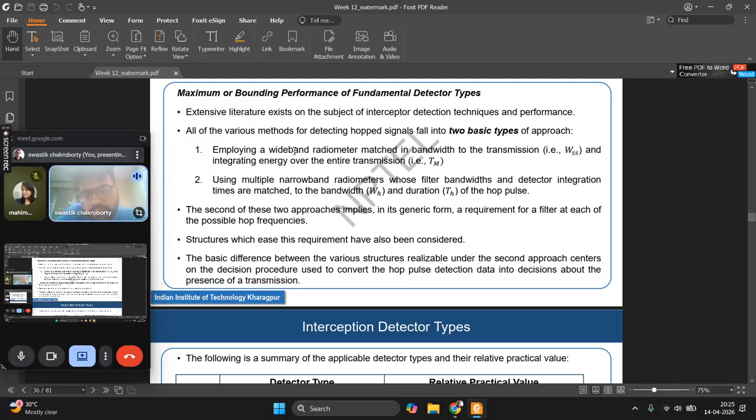One is employing a wideband radiometer matched in bandwidth to the transmission and integrating energy over the entire transmission. Basically, that spread spectrum bandwidth is pretty large, and you are deploying a radio detector over the entire bandwidth range. That is one way of doing it. Another is using multiple narrowband radiometers matched to the hop bandwidth and the duration of the hop pulse. That is, you are detecting only the portions which might have the particular hops instead of the entire range.